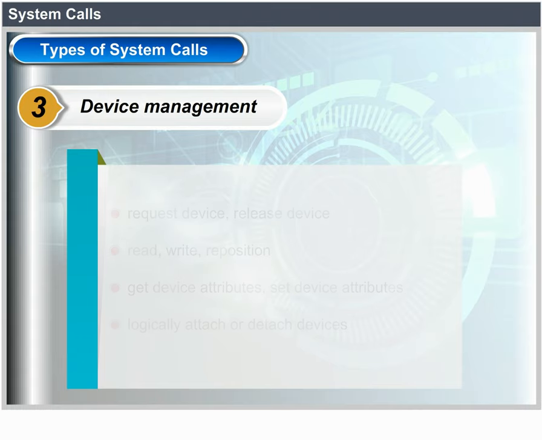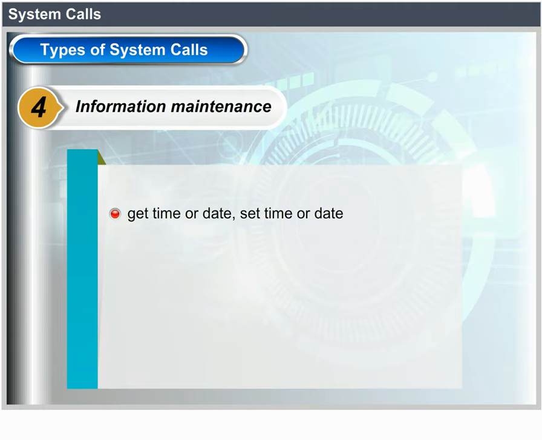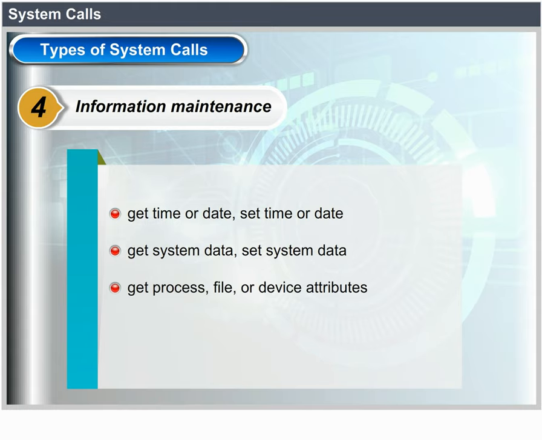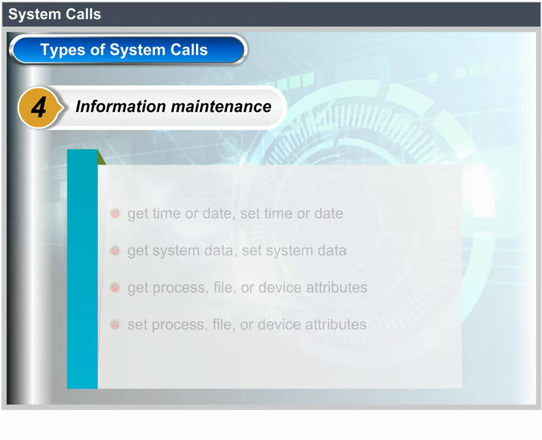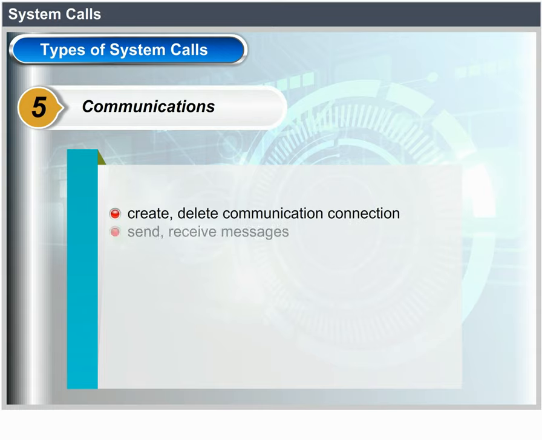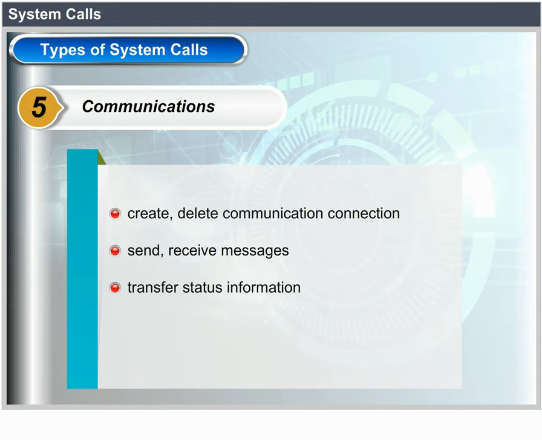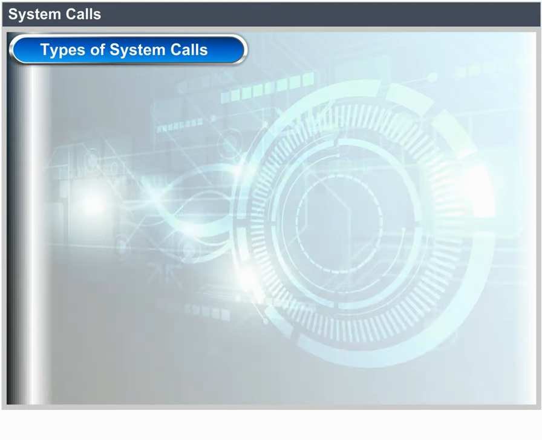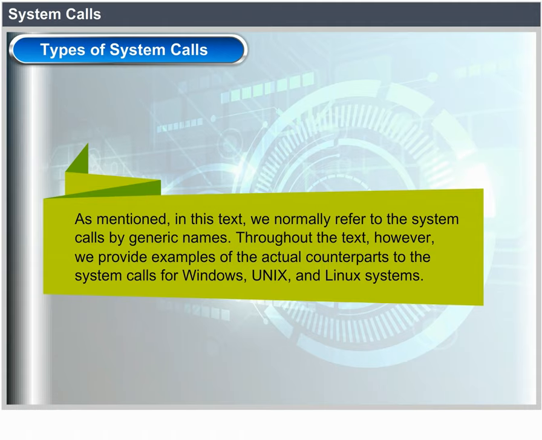Information maintenance: get time or date, set time or date, get system data, set system data, get process, file or device attributes, set process, file or device attributes. Communications: create, delete communication connection, send, receive messages, transfer status information, attach or detach remote devices. As mentioned in this text, we normally refer to the system calls by generic names. Throughout the text, however, we provide examples of the actual counterparts to the system calls for Windows, Unix, and Linux systems.